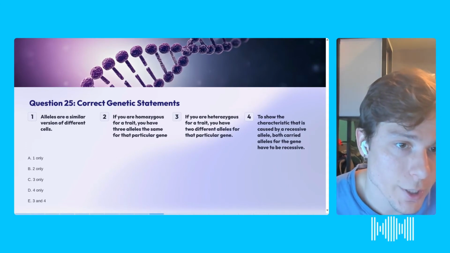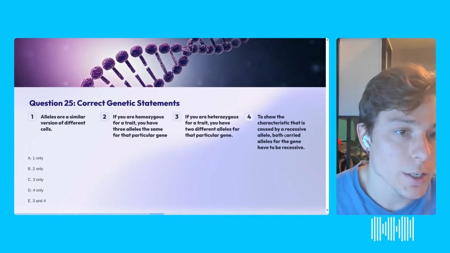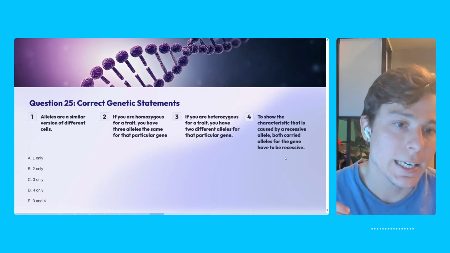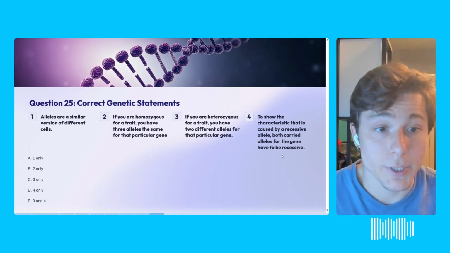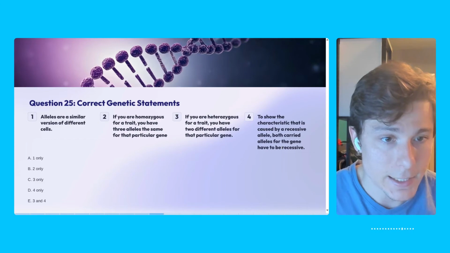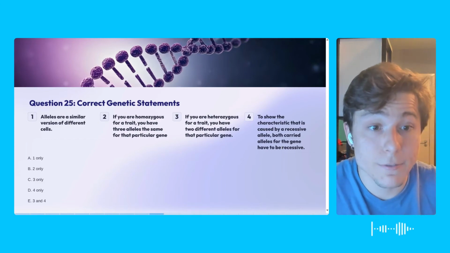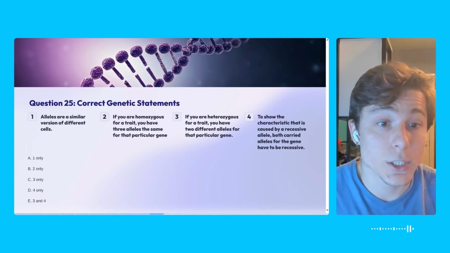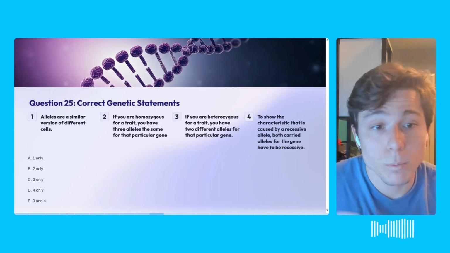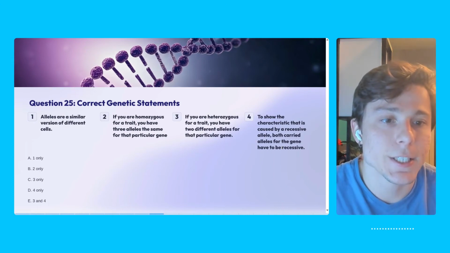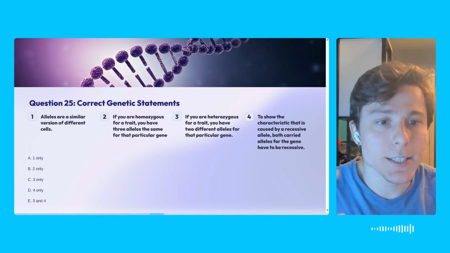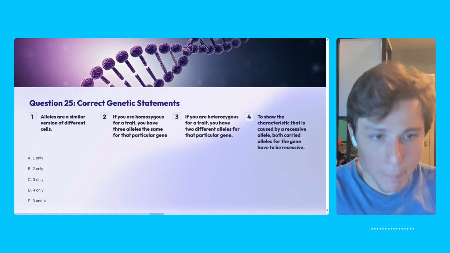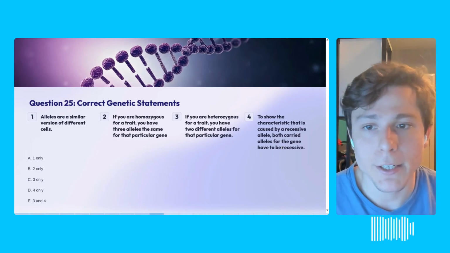Fourth, to show the characteristic that is caused by a recessive allele, both carried alleles for the gene have to be recessive. Basically what it's saying is that for a recessive trait to be expressed, both of the alleles have to be recessive. That's why it's considered recessive. That's basically what happens. These are the basic genetic statements from Mendel.